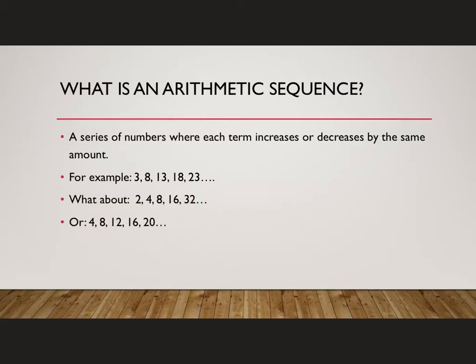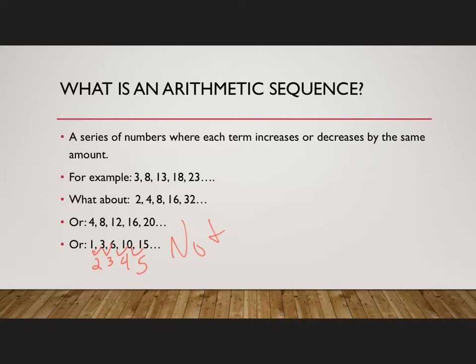What about this one? 4, 8, 16, 20. Again, we look here. I add 4, I add 4, I add 4, I add 4. So this one is arithmetic. And one final one to look at. 1, 3, 6, 10, 15. So here, I see I add 2, but then I'm adding 3, 4, 5. So this is not arithmetic.